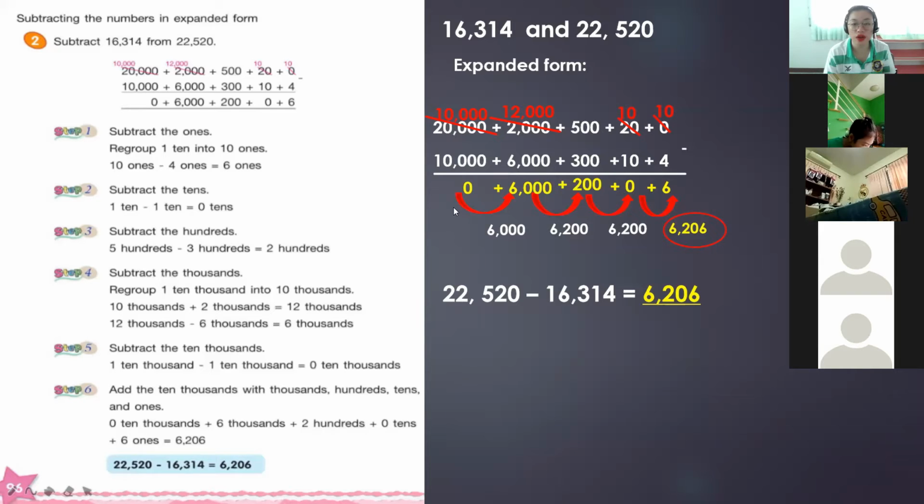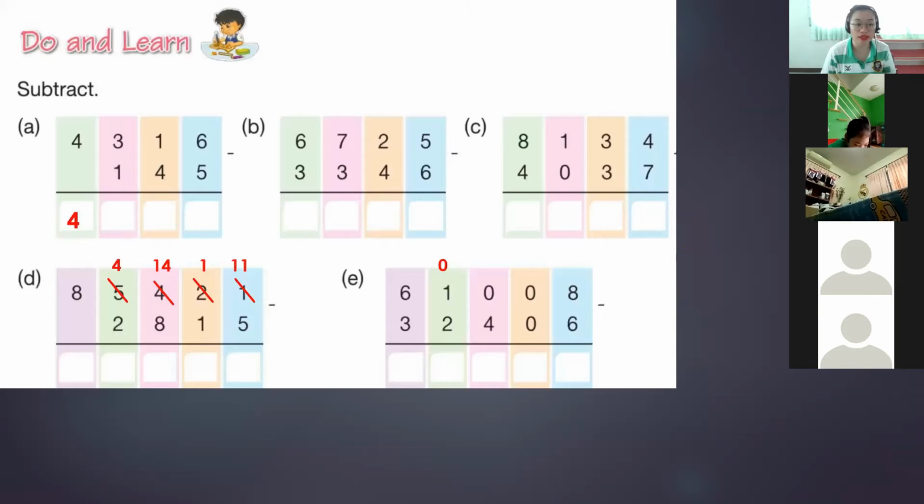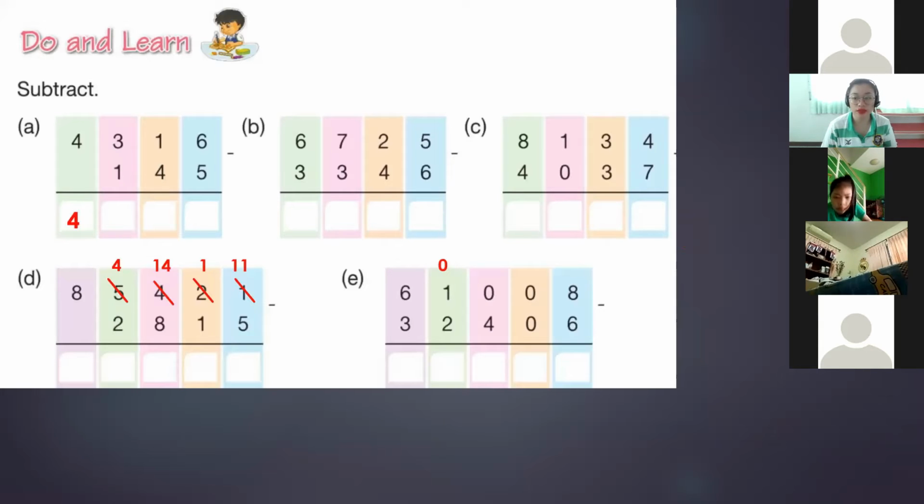Okay, so that's how we're going to do this expanded form with regrouping. So let's proceed to our activity for today. This is on page 99 of your workbook. On page 99, we have the activity Do and Learn, and we're going to subtract. Let's start with letter A.